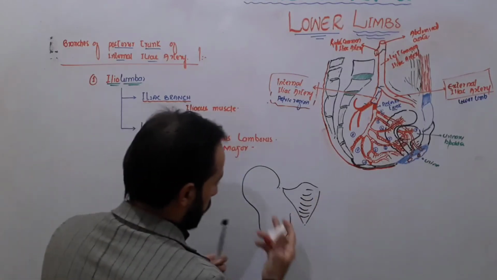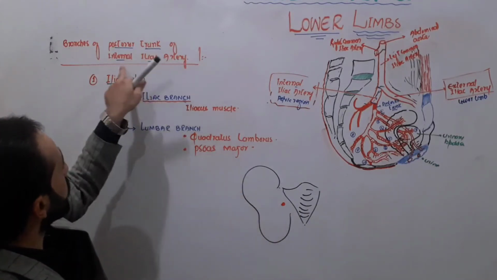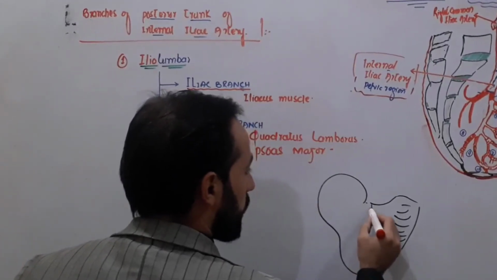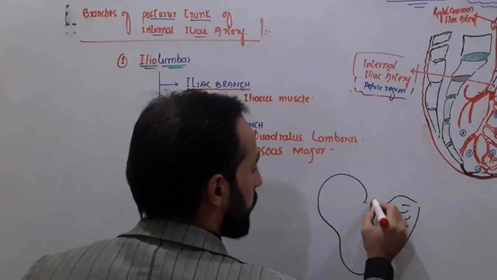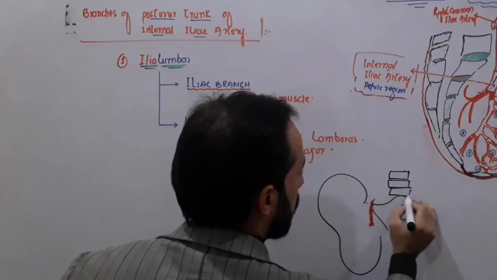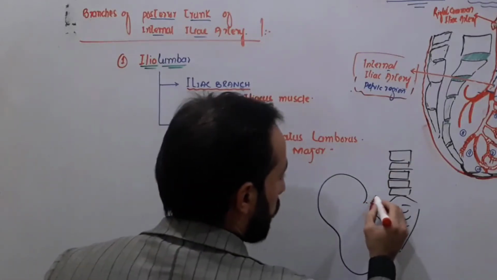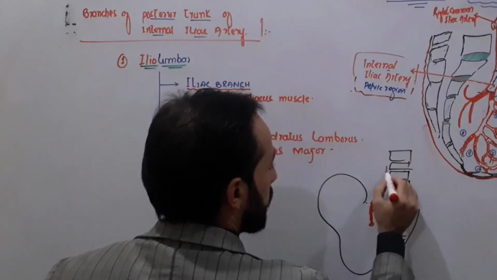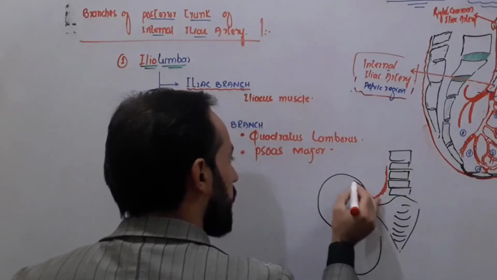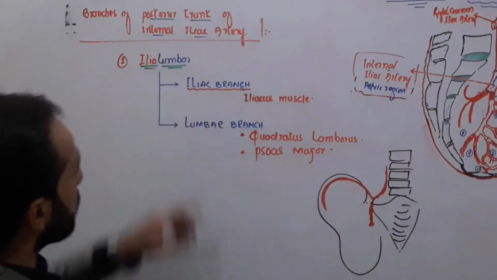Okay, now look carefully. Here, for example, this point shows the posterior trunk of the internal iliac artery. Now it gives a branch like this, right? And this branch comes superiorly, and here are our lumbar vertebrae, as you know. Now look, one branch goes towards the lumbar vertebrae, right? That's why we call it the lumbar branch. And another branch comes like this here, and this branch is called the iliac branch, right?